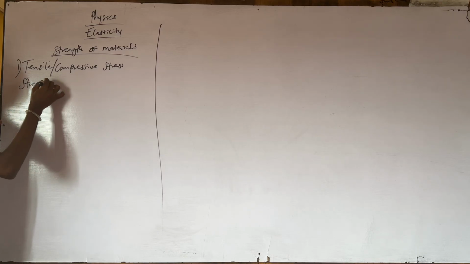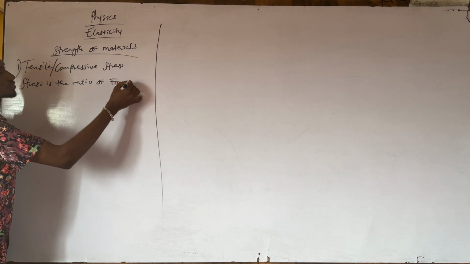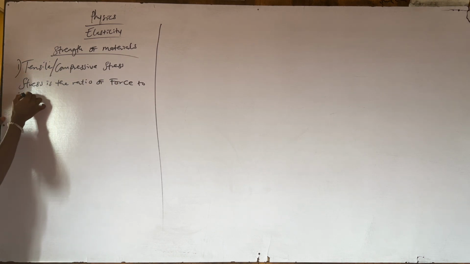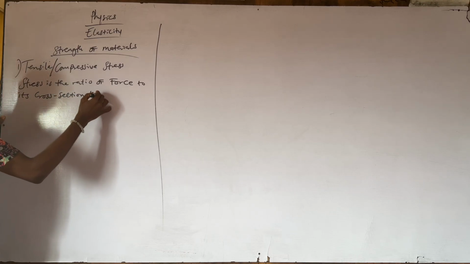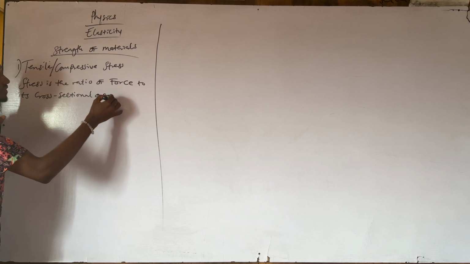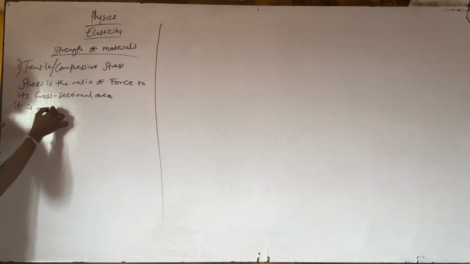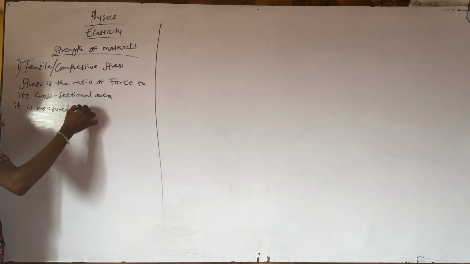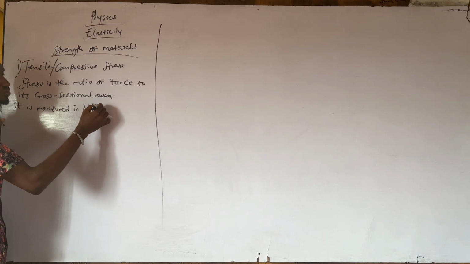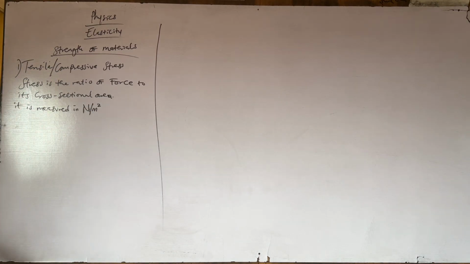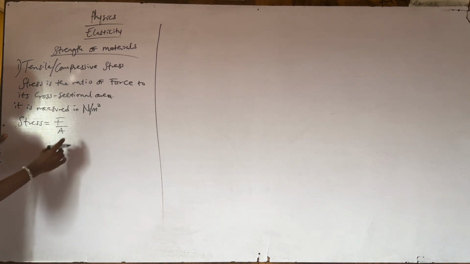Stress is the ratio of force to its cross sectional area. It is measured in Newton per meter square. And the formula is stress is equal to force over area.